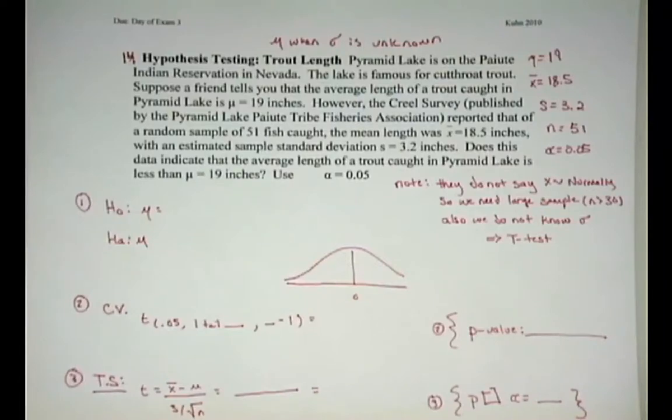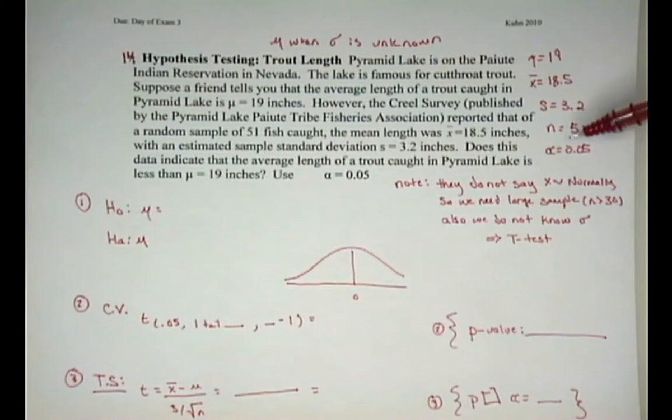Okay, students, so this is a hypothesis test for a mean when the population standard deviation sigma is unknown. Now this problem is about trout length. What I've already done is collected the important information stated in the paragraph off to the side, so I just jotted it down after reading.